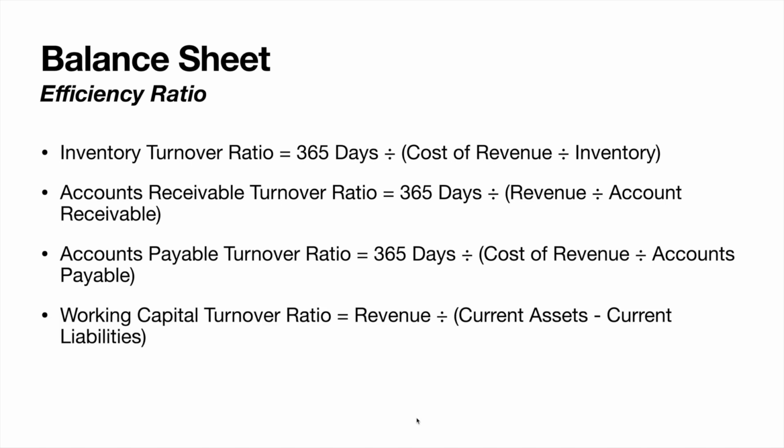Working capital turnover ratio is equal to revenue divided by current assets minus current liabilities, also known as working capital. Working capital turnover ratio shows how many times working capital it takes to generate the current sales, and it measures how efficiently the company uses its working capital.